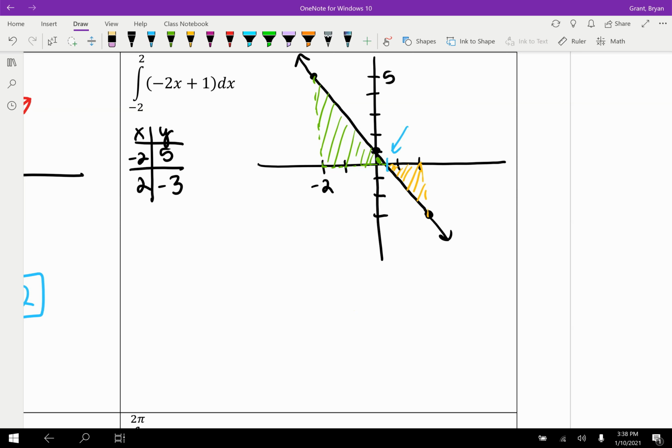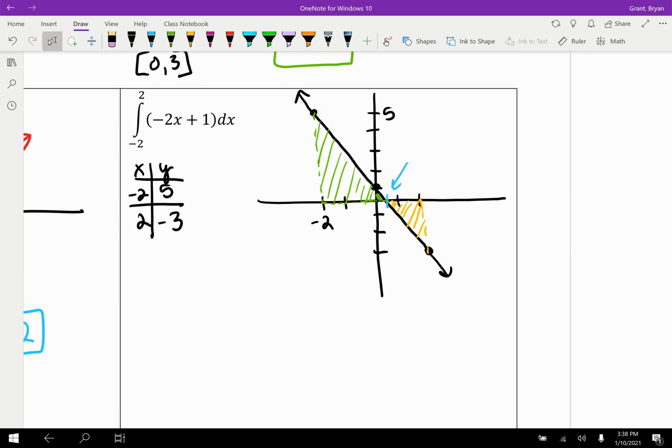Well, we can find x-intercepts. How do we find x-intercepts? I think an x-intercept, this is going to be the point something comma 0. So I think we can just set 0 equal to our function. Negative 2x plus 1, add the 2x to both sides, divide, and we find that the x-intercept is 1/2.